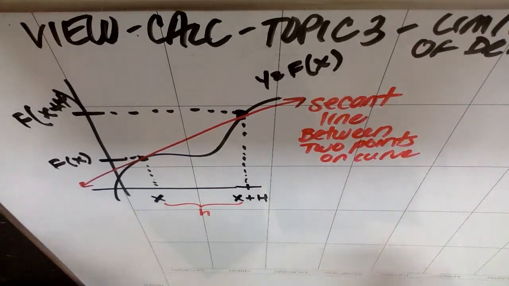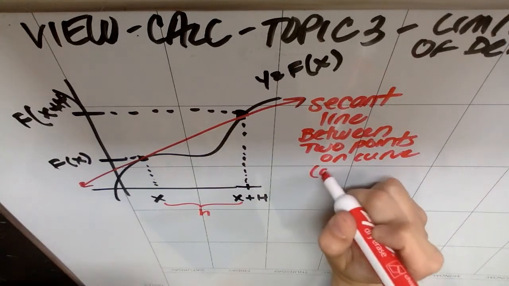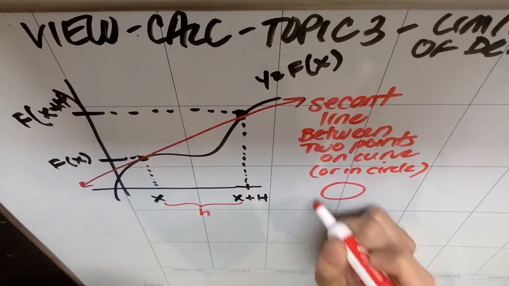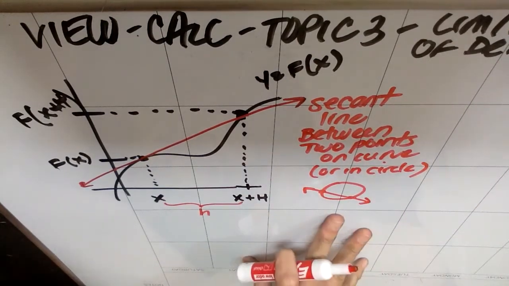It's also interesting that a secant line in a circle is the same idea, right? So if you were in geometry class and you were asked what this line is, this line would be called a secant line because it goes through 2 points in a circle, okay?